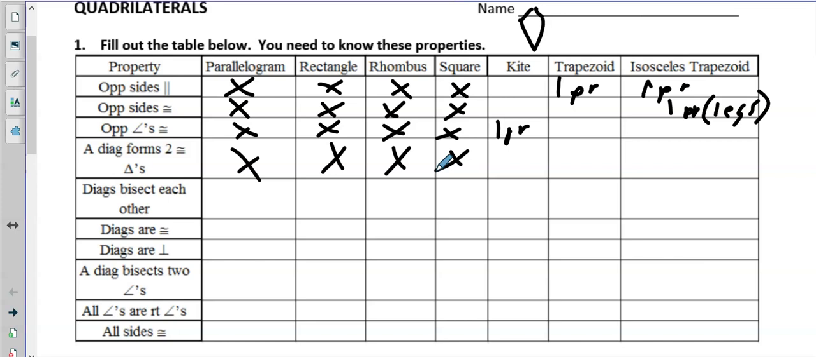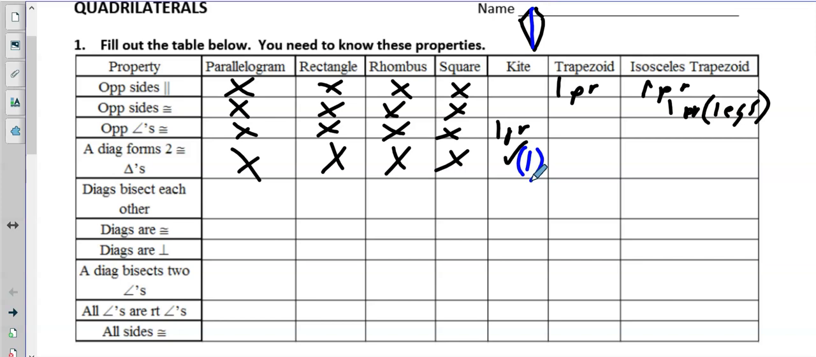And this one is kind of an exception. It depends on where you do the diagonal. If you think about it, a diagonal here does not turn it into two congruent ones, but a diagonal this way does. So there's only one diagonal, not both. On the other shapes, both diagonals would form two congruent triangles.